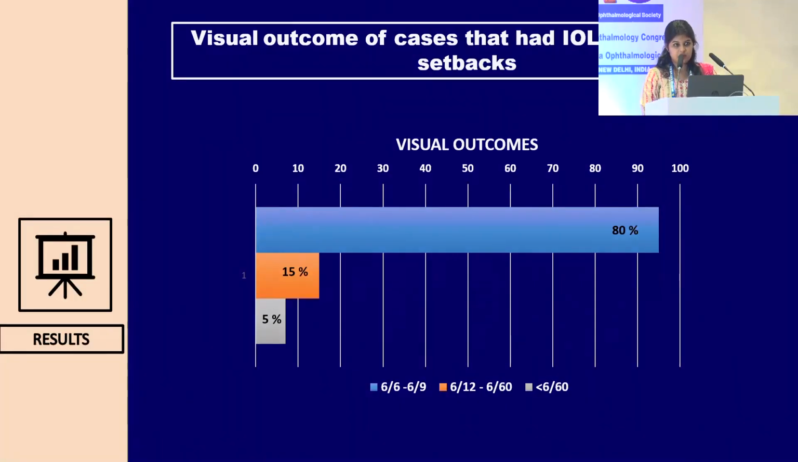On assessing visual acuity on POD 30, we found that 80% of the cases had visual acuity between 6/6 and 6/9, and 15% had visual acuity from 6/12 to 6/60.